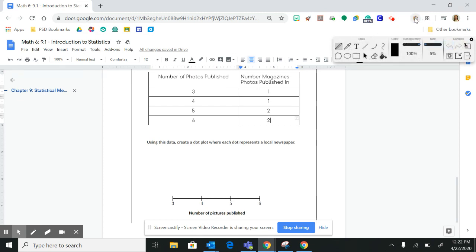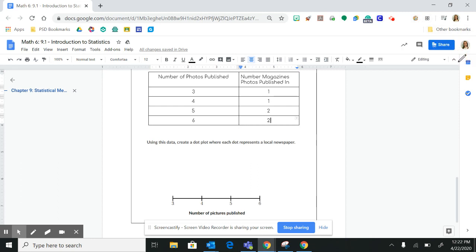So I'm going to get my writing tool here, actually. No, too many technological advances. Okay, so I'm looking at my 3. He only published 1 set of 3 photos in 1 magazine. So I'm going to put a little dot above the 3.